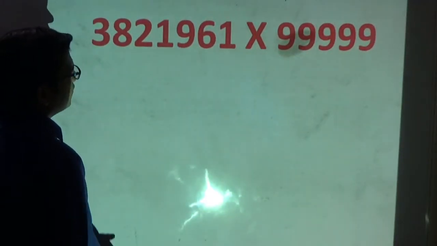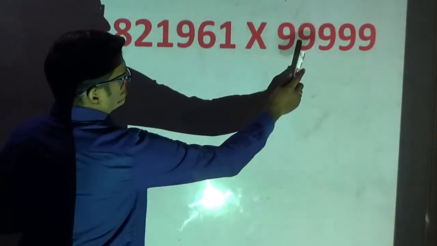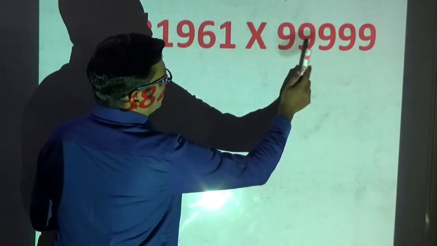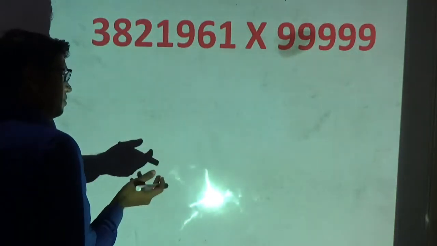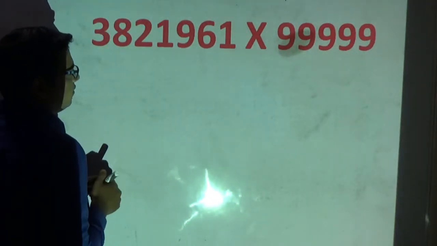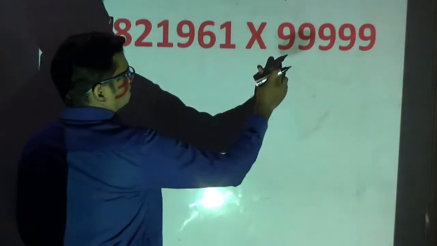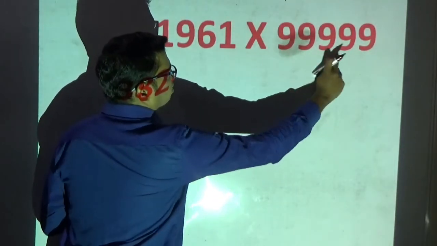Now, you observe here. How many 9s are there here? This is 99,999. Okay. Now I will apply my second method only. The first method you came to know very easily. Now I apply the second method only. So how many 9s are there? Totally 5 9s are there.